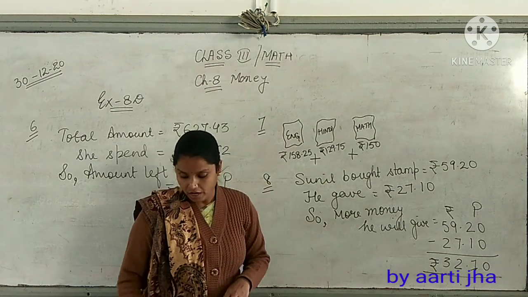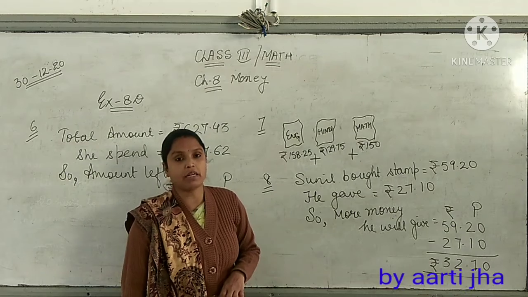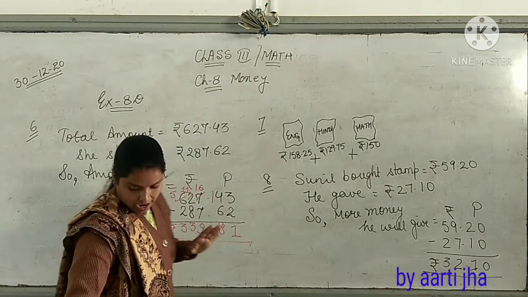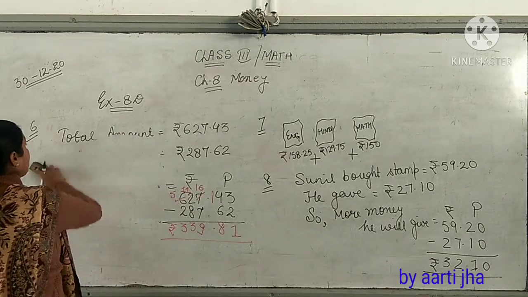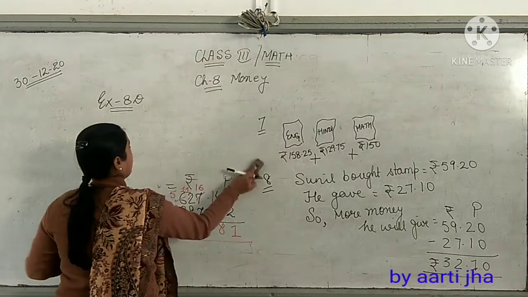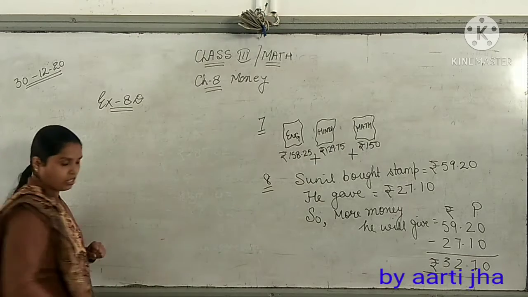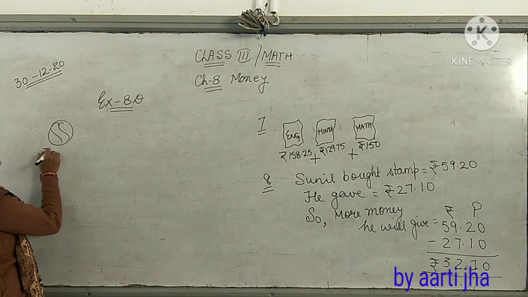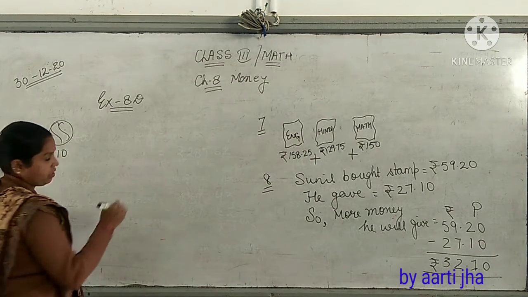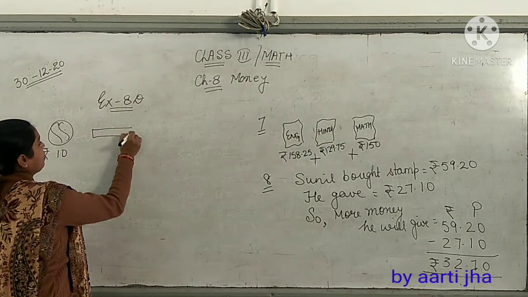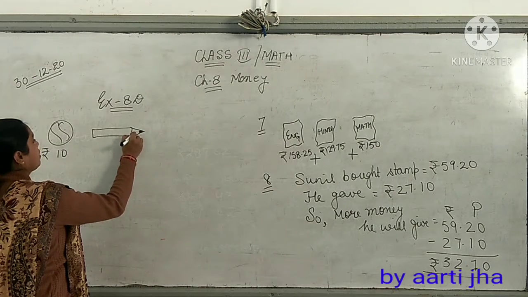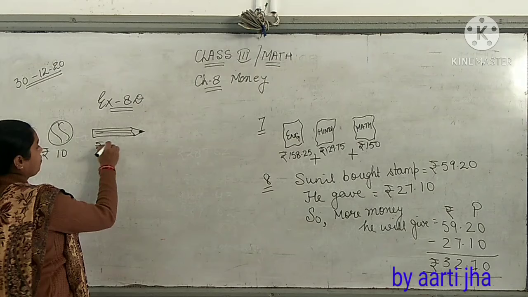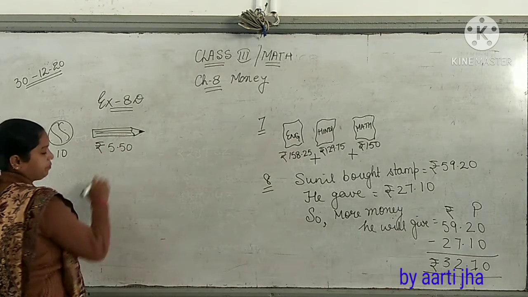Okay children, now question number 9. The prices of some articles are given in the book. The articles given are a ball. What is the cost of this ball? 10 rupees. Then a pencil. The cost of this pencil is given as 5 rupees 50 paise.